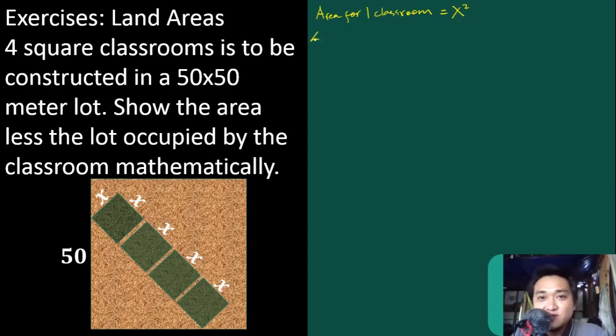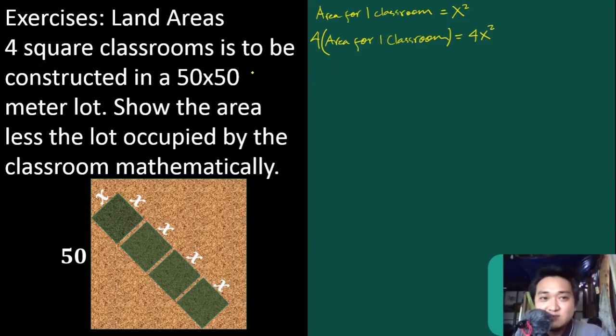Now, since there are 4 classrooms, the area for one classroom times 4, because there are 4 of them, is equivalent to 4x squared. Now, what is the total area?